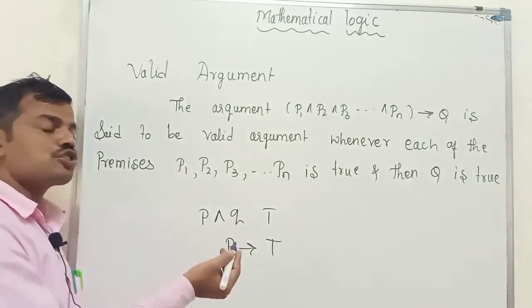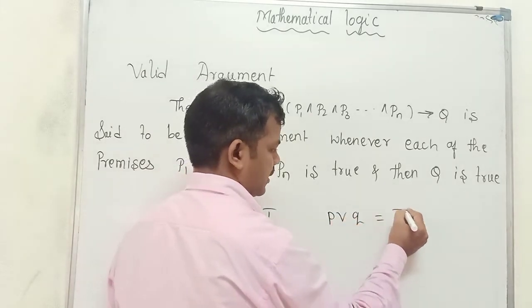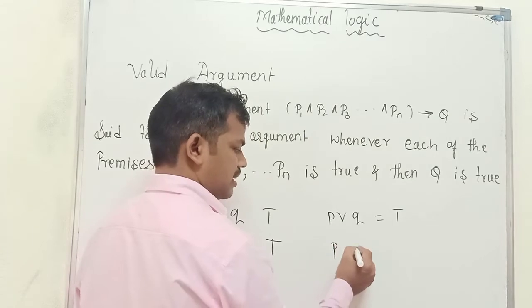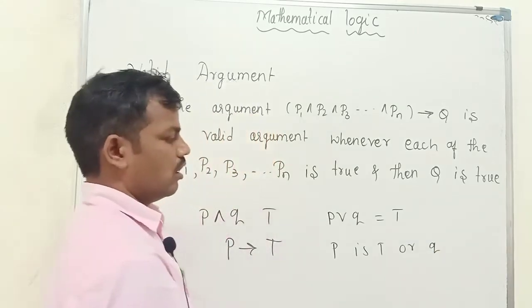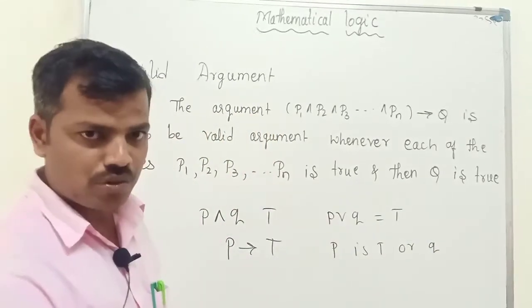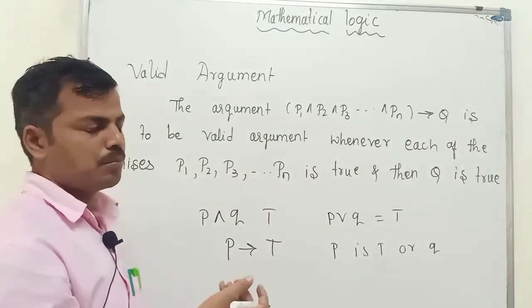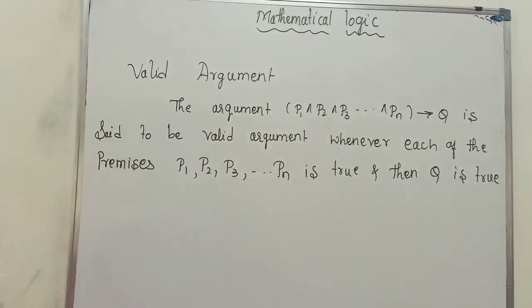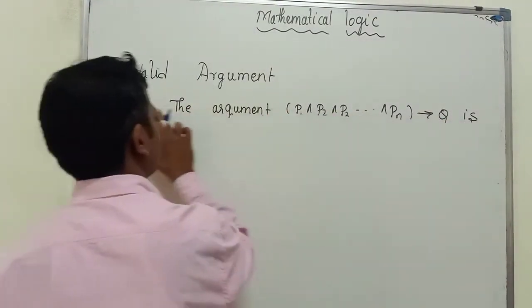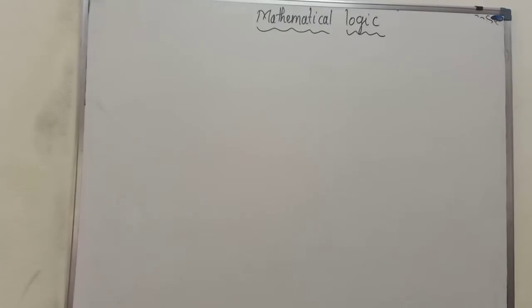Next, disjunction: P or Q is true means either P is true, or Q is true, or P is false and Q is true. Both cannot be false. The possibilities will be like this. So these are the compound statements, and, or, and next we are going to study the conditional and biconditional statements. First we complete these rules of inference.